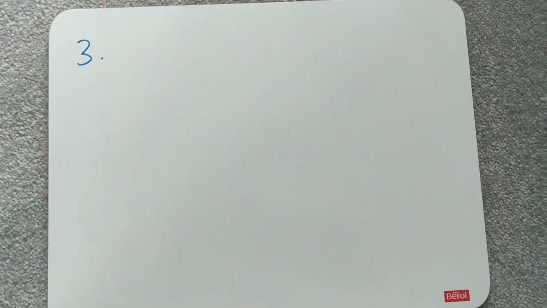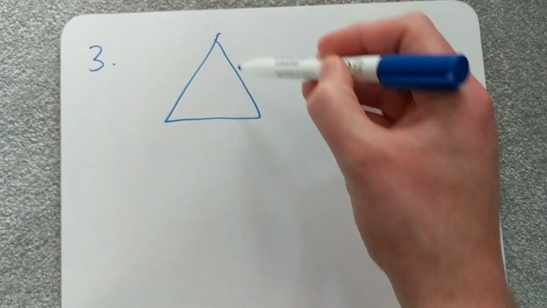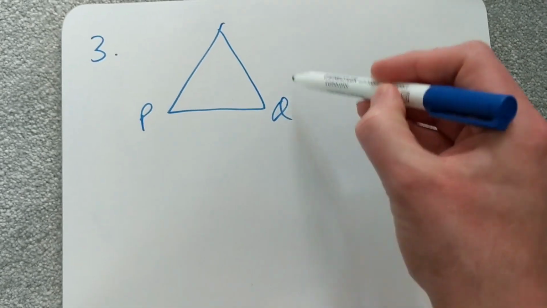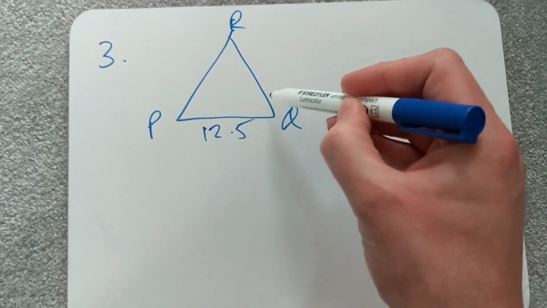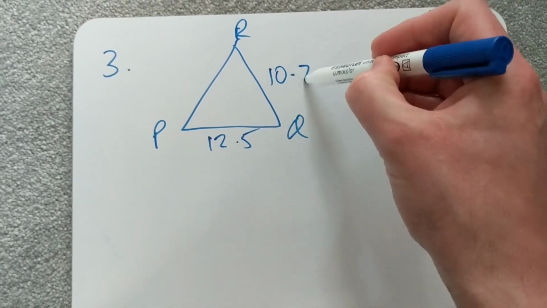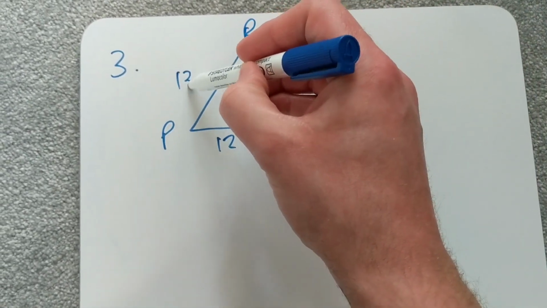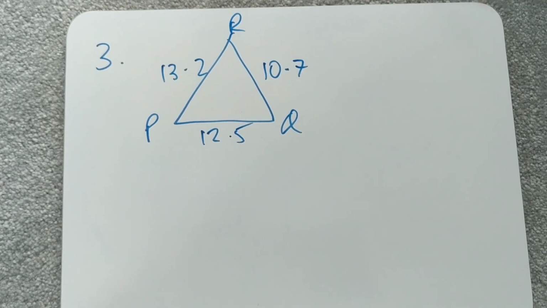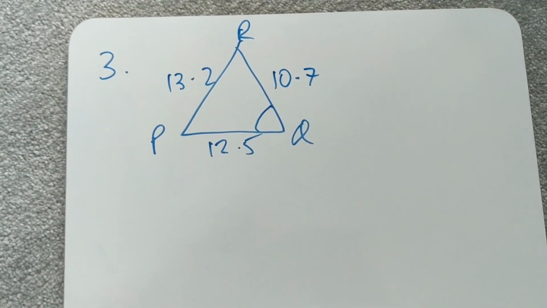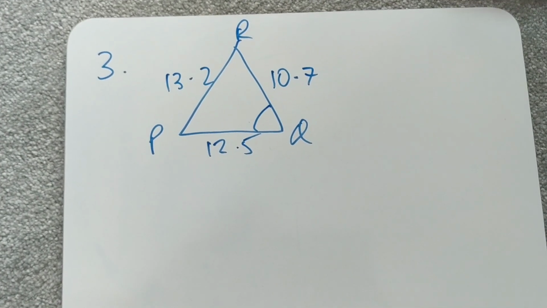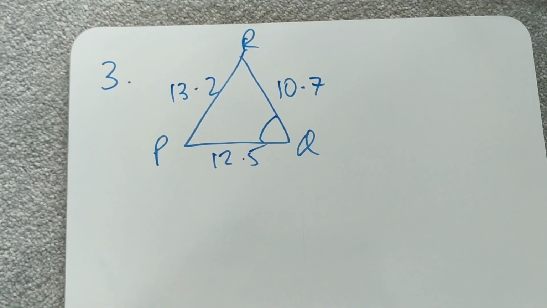Question 3. You've got a triangle PQR, and you've got to find the angle PQR. So that's the diagram. You've got to get the angle PQR. That means the angle in the middle of PQR at Q. Now, do you have any other angles information?